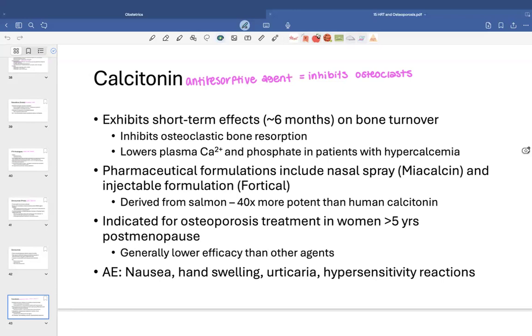It is indicated for osteoporosis at least 5 years past menopause. It's fairly low efficacy, and again, it can only work for about 6 months before it moves out. Its side effects include nausea and swelling. There are also hypersensitivity reactions. I suppose people who may be allergic to fish or seafood have a cross sensitivity to salmon.